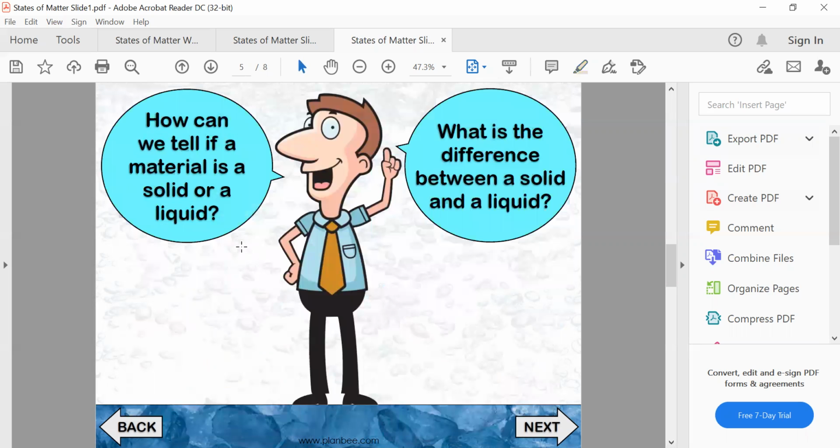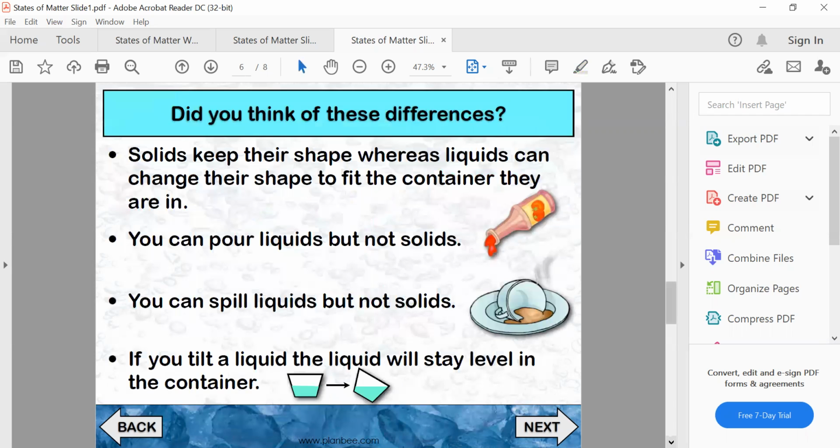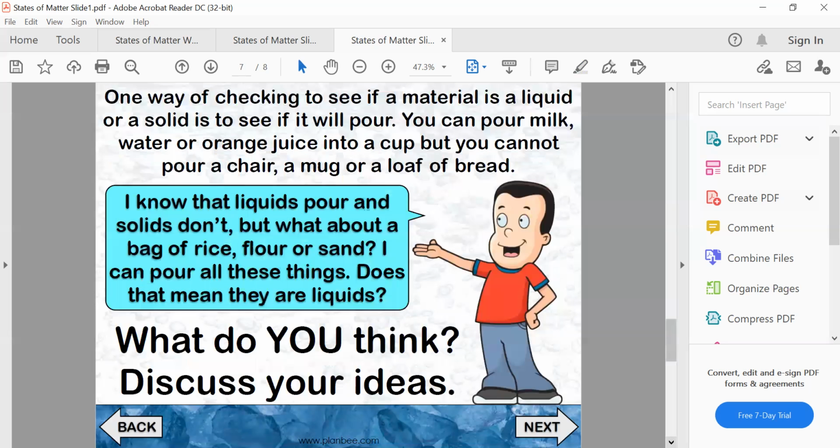We'll talk about it more here. So how can we tell if a material is solid or liquid? Solids keep their shape, whereas liquids can change their shape to fit the container they are in. You can pour liquids, but you can't pour solids. You can spill liquids, but not solids. If you tilt a liquid, the liquid will stay level in the container. Try that at home. See if you've got 2 containers, look at the liquid, tilt it and see if it stays level. Have you got a ruler to measure it?